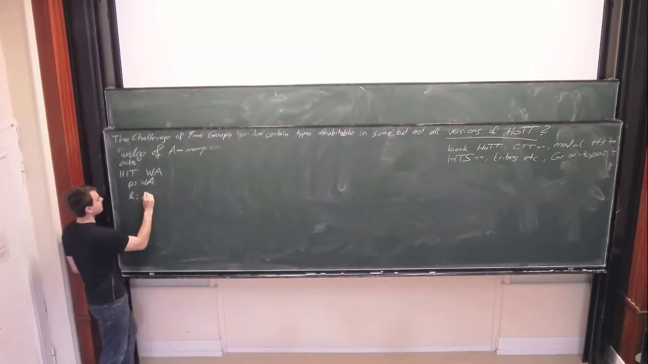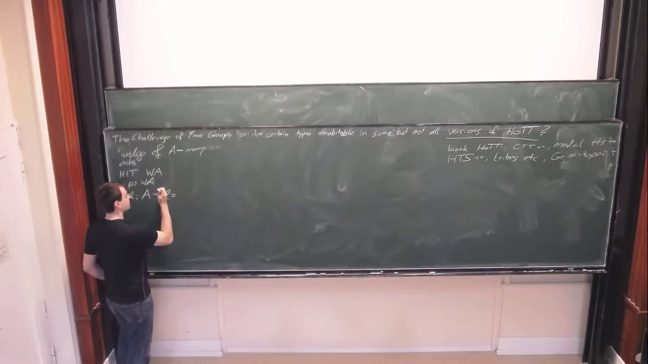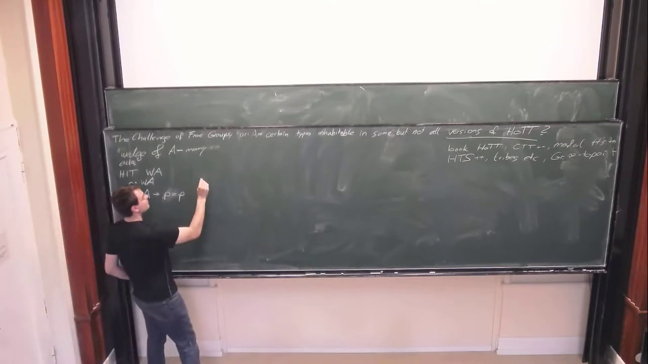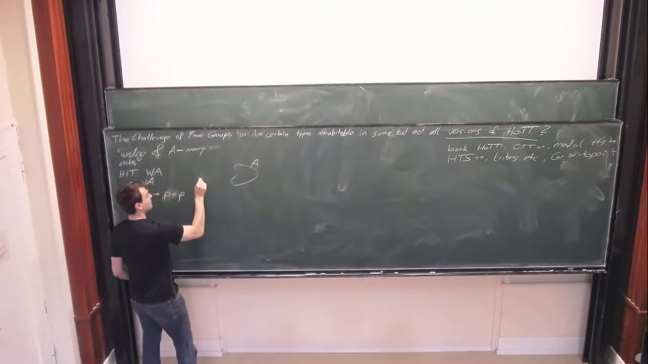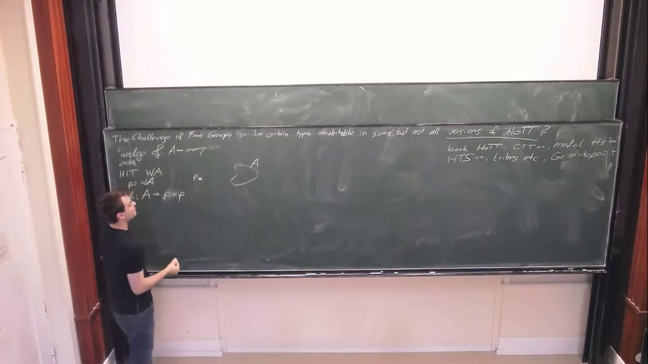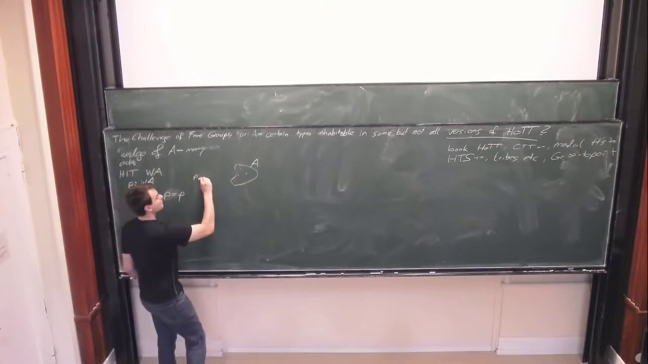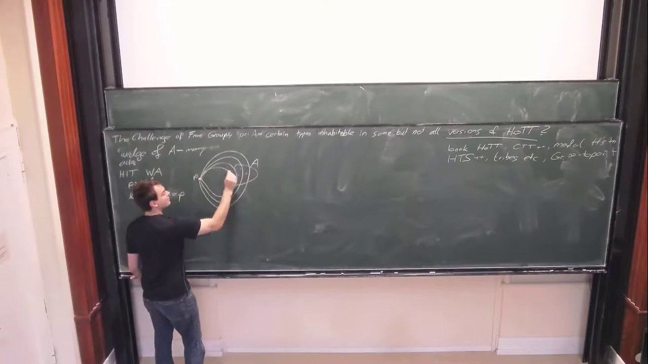So the idea is, for every element of A, we add a loop around P. So maybe we can draw it like this. So A is some type, and now we take a point P here, and for anything in A, we draw such a loop. So it will look like something like this.